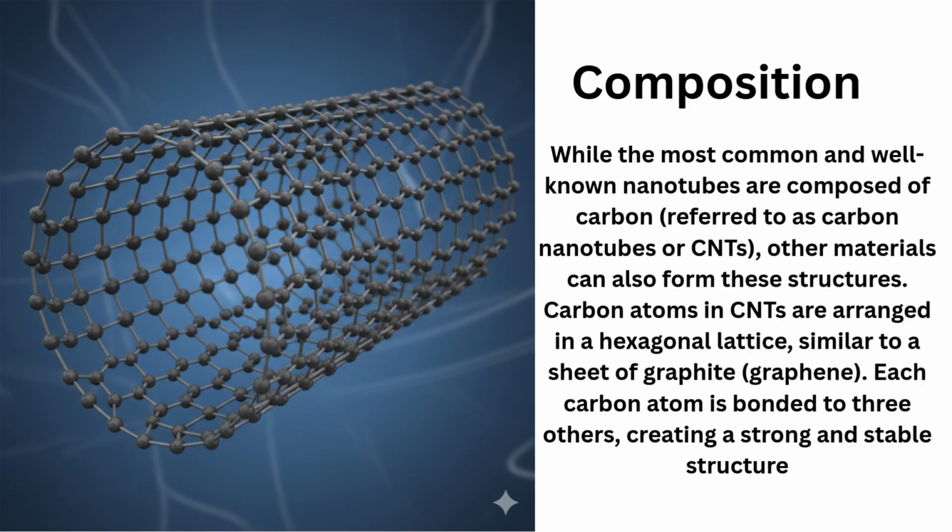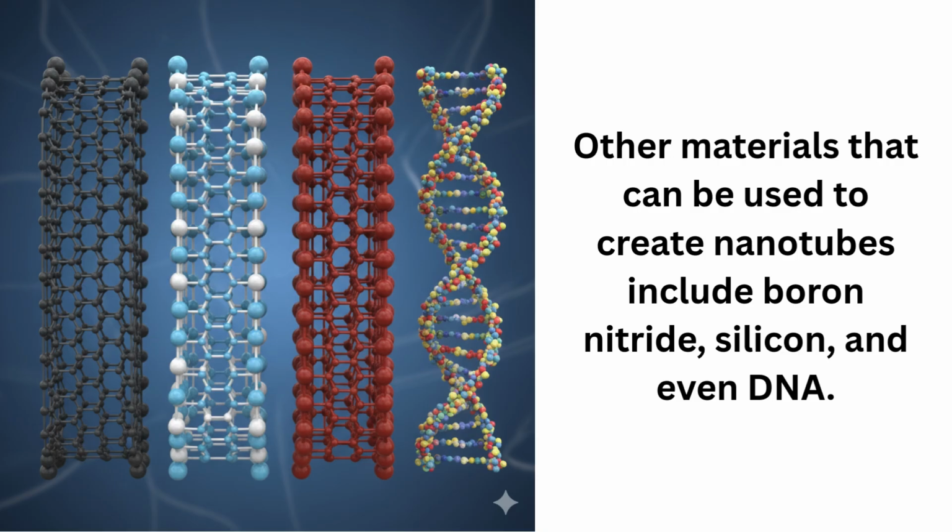Composition. While the most common and well-known nanotubes are composed of carbon, referred to as carbon nanotubes or CNTs, other materials can also form these structures. Carbon atoms in CNTs are arranged in a hexagonal lattice, similar to a sheet of graphite, graphene. Each carbon atom is bonded to 3 others, creating a strong and stable structure. Other materials that can be used to create nanotubes include boron nitride, silicon, and even DNA.